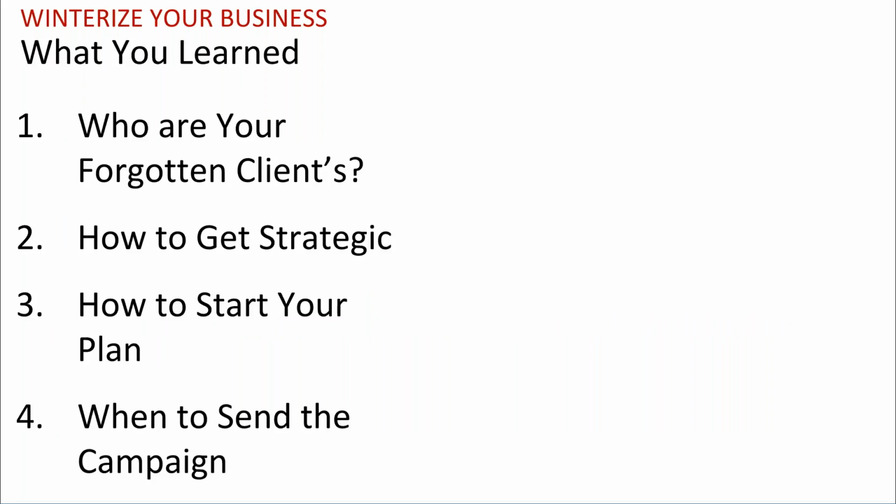Okay, now you have identified your forgotten clients, and you're ready to get strategic and start your plan. So let's take a moment and figure out who our forgotten clients are. Take a moment and jot those down, and then get strategic. Read MREA 2. Then you know now how to start your plan, and you know now when to send out the campaign. A great time to send out the campaign is right now. No better time than the present.